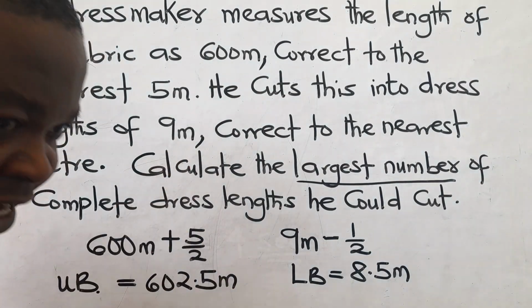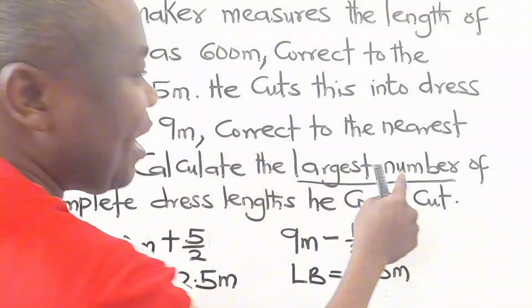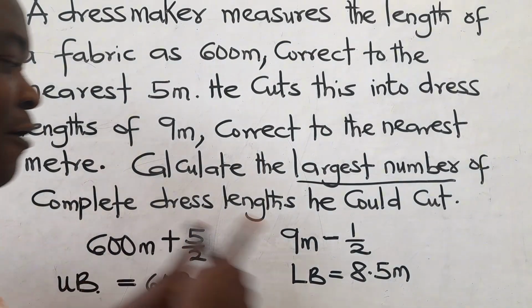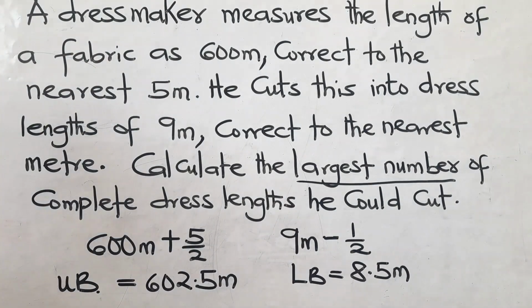Let me take it again. If I was asked to get the lowest number, I will use the lower bound of the first one and the upper bound of the second one. But since I was asked to get the largest number, I have used the upper bound of the first one and the lower bound of the second one. Now, let's see what it will give us.